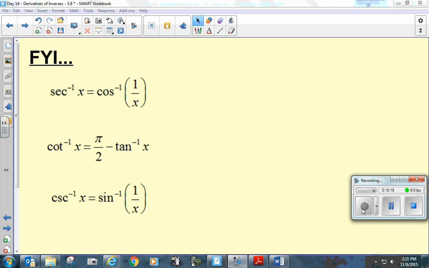FYI, isn't secant 1 over cosine back in the day? And cotangent is really 1 over tangent, which is the flip of tangent. And cosecant is 1 over sine. Well, for the inverse, it kind of holds true. You can see this here, except that the cotangent one is different. It's always tangent, cotangent, for the curve. I wouldn't worry too much about these substituting formulas. They're just, again, FYI. Sometimes it might make life easier to do it that way, sometimes it might not.